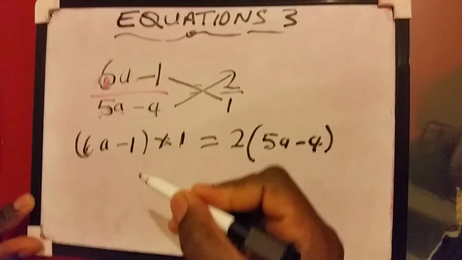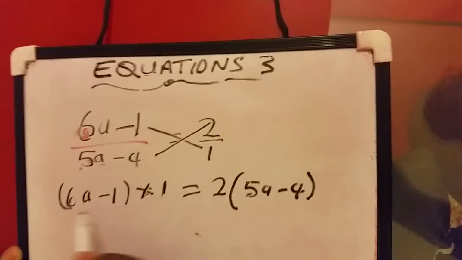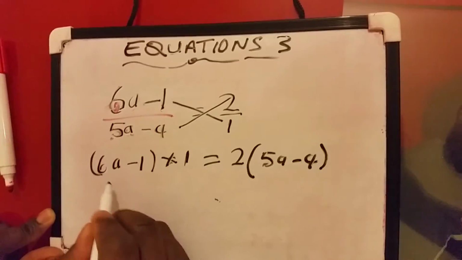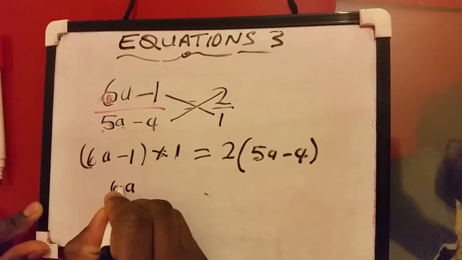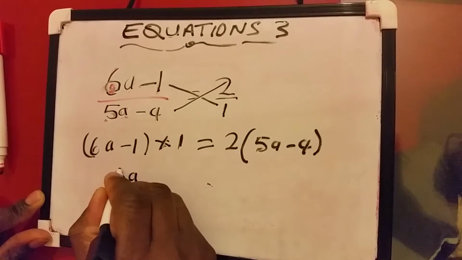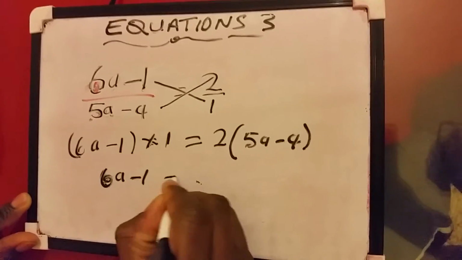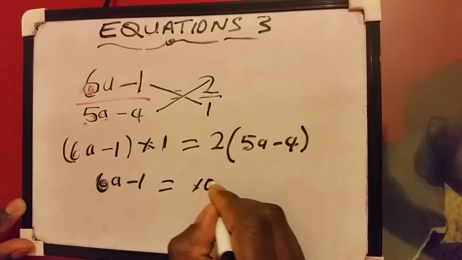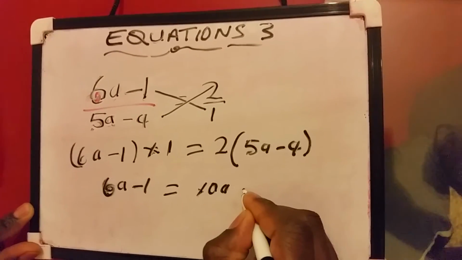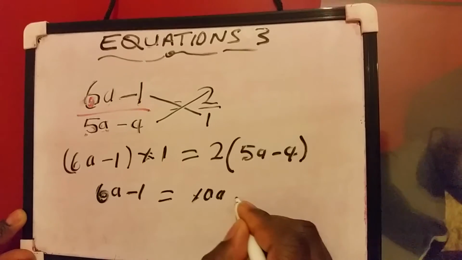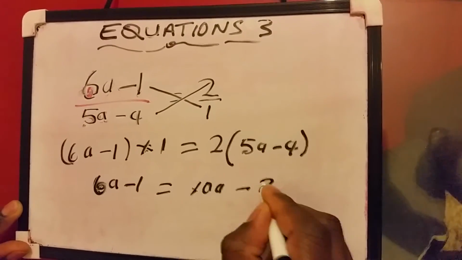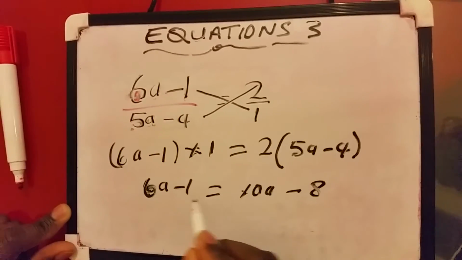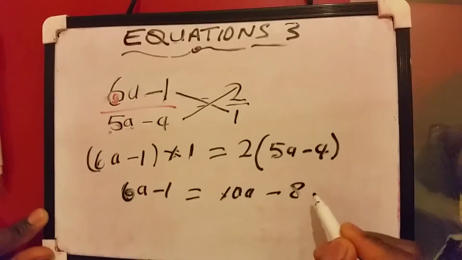We can now go back to equations 1 and 2 in order to solve that. So this is multiplied by 1. So it's still going to be 6a minus 1 equal to 2 times 5, which is 10a, and 2 times minus 4, which is minus 8. So I've got 6a minus 1 equal to 10a minus 8.